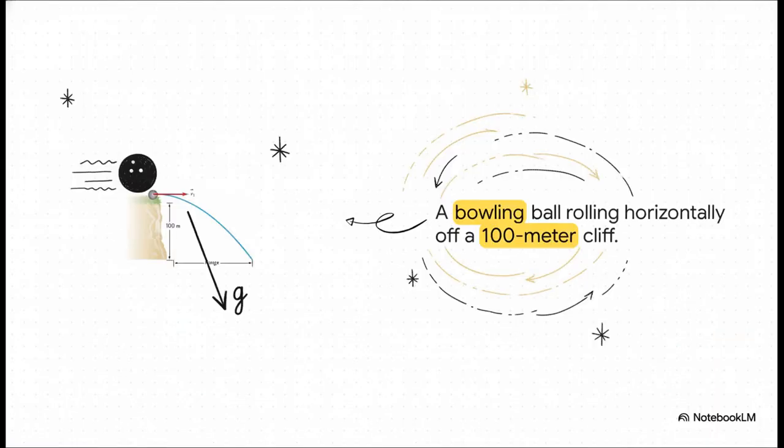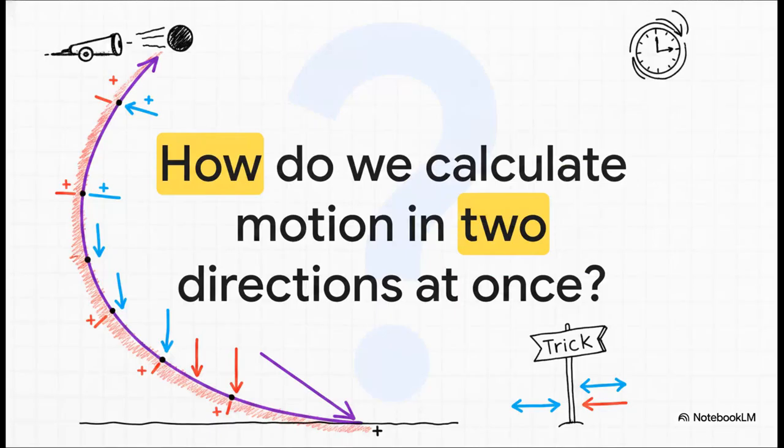All right, let's dive right into a really visually striking scenario. Picture a bowling ball rolling straight off the edge of a 100-meter cliff. Now, it's got this initial horizontal velocity, right? Meaning it's moving forward. But the absolute second it leaves solid ground, gravity immediately kicks in and starts pulling it down. Which brings us to a massive core question. How can we possibly calculate exactly where that ball lands when it's moving in two completely different directions simultaneously?